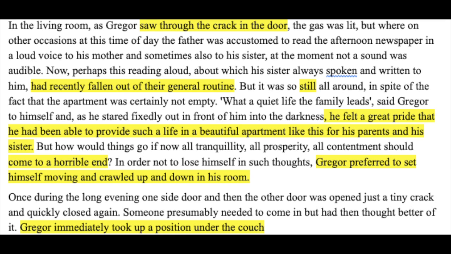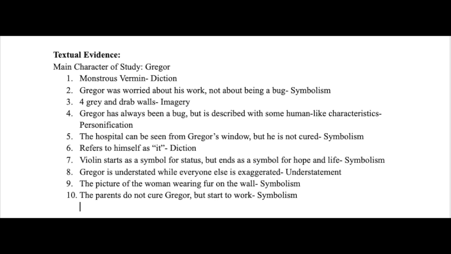And all this evidence has to be arranged in chronological order. So you can't put this last one, Gregor immediately took up a position under the couch, before the first thing that's mentioned, where he was looking through the crack in the door. The first piece of textual evidence is the diction, such as monstrous vermin. The second piece is the symbolism of how Gregor was worried about his work and not so worried about being a bug. And then the third piece is the imagery created by the four gray and drab walls.